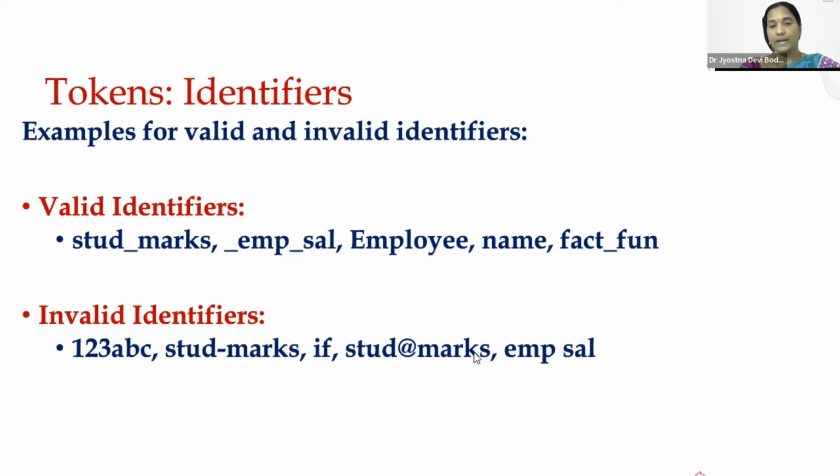And then student@marks. Here what is @? It is a special symbol, so it is also not valid. And emp salary: these two words are connected with a space. There is a space in between. You cannot have spaces or any other symbols as part of variable names. So this is about identifiers in Python. These are a few of the valid identifiers, and these are the examples for invalid identifiers.